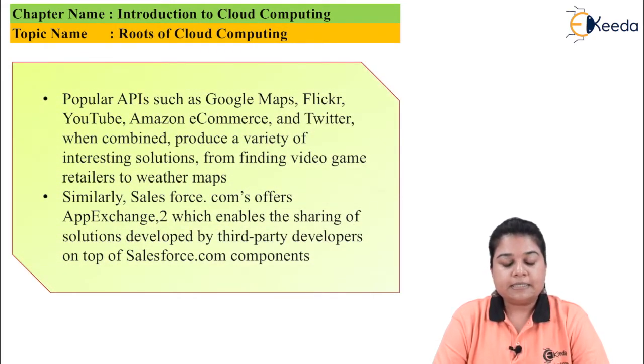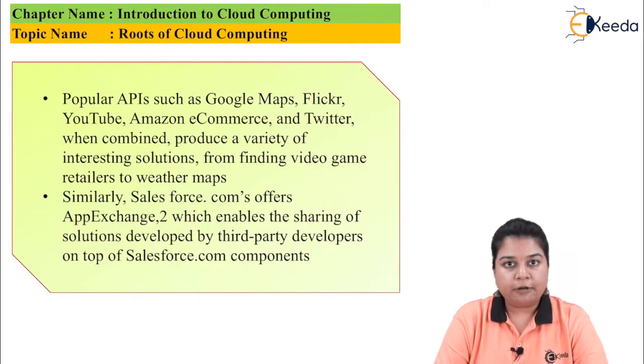Popular APIs such as Google Maps, Flickr, YouTube, Amazon e-commerce, and Twitter, when combined, produce a variety of interesting solutions, from finding video game retailers to weather maps. Similarly, Salesforce.com offers AppExchange, which enables the sharing of solutions developed by third-party developers on top of Salesforce.com.